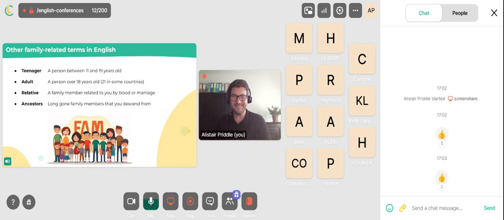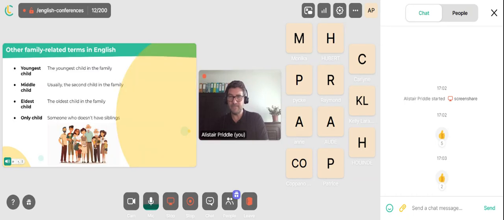Ancestors. Ancestors are long gone family members that you descend from. Okay, so that's some other family-related vocabulary. Let's look at a bit more.